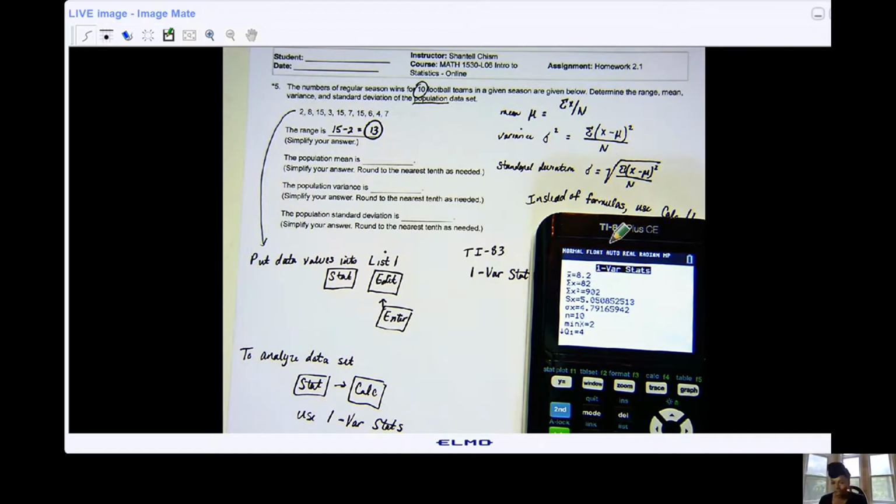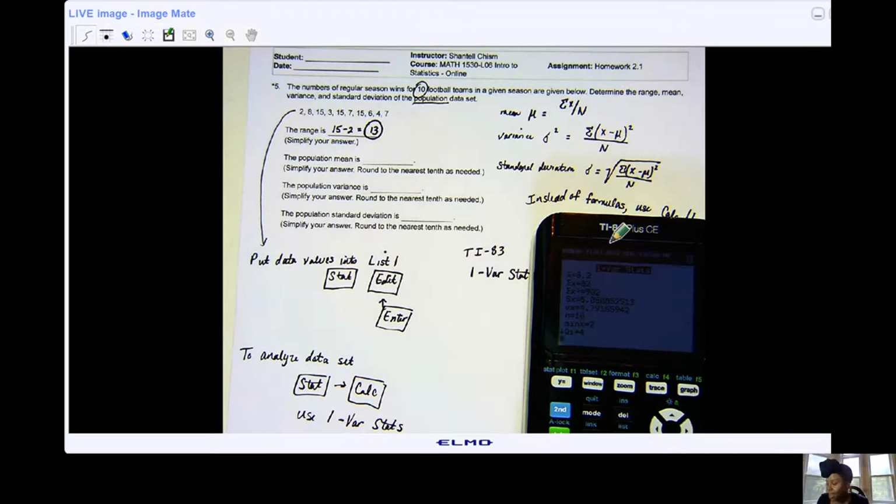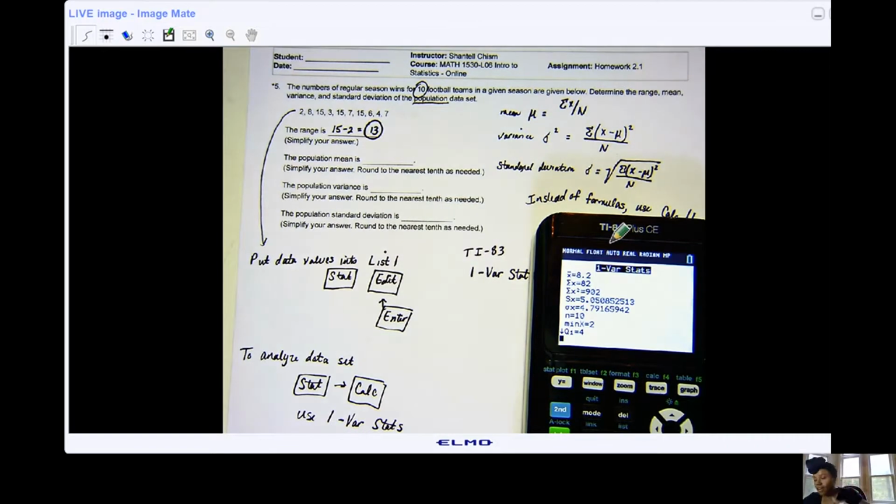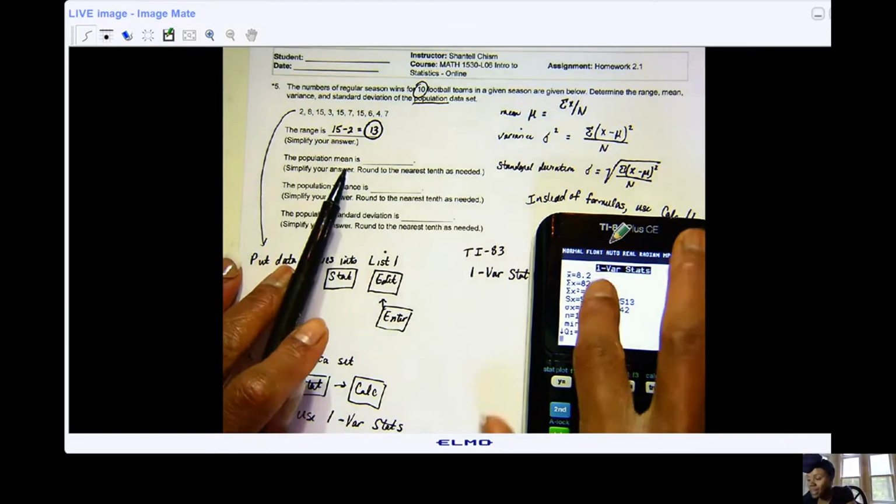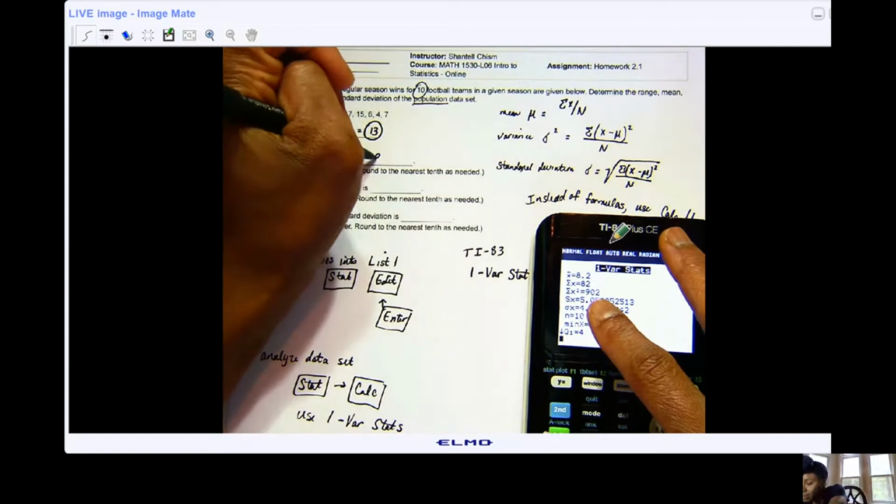Okay. You're going to have to calculate the range by hand. That one's not done in the calculator. Everything else we get from the calculator. All right. So now back to the population mean. That is your X bar value. That is 8.2.